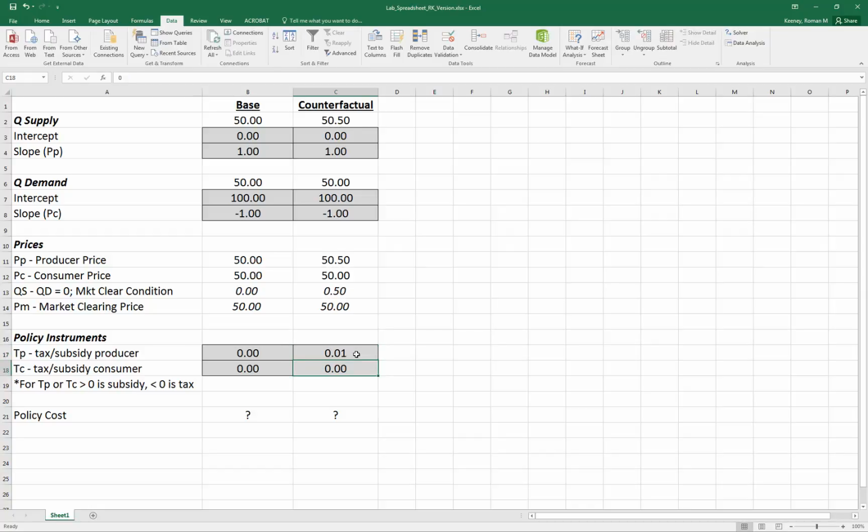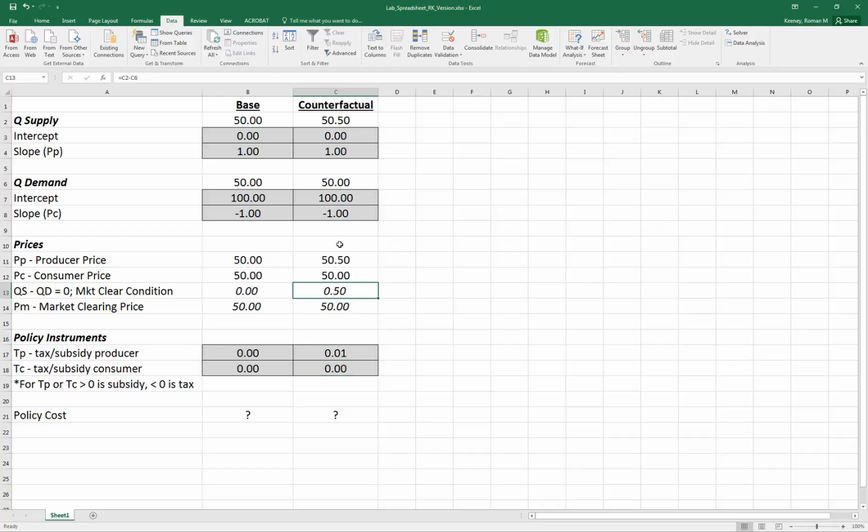Okay, there's a 1% subsidy to the producer introduced in this market. What do we end up with? We end up with quantity supplied of 50.5, right? They are responding to this higher price that they see. The consumer demand didn't change. They don't look at the producer price. So they see 50. They have a consumer quantity demanded of 50.